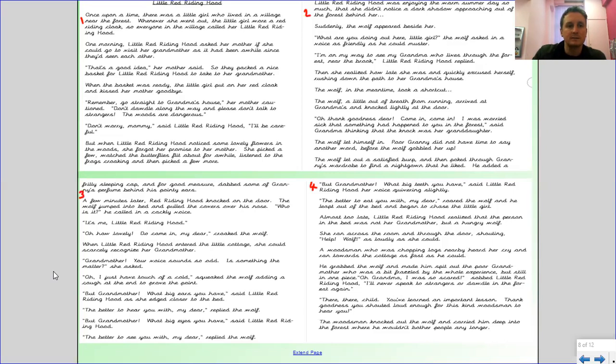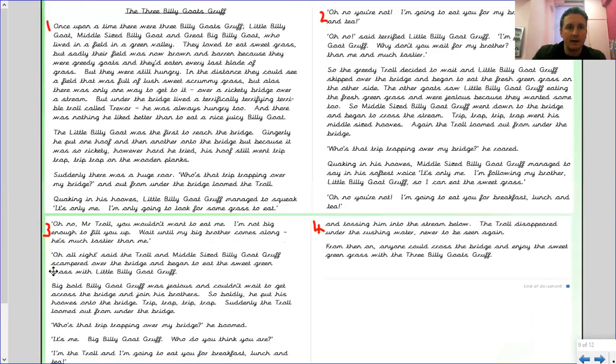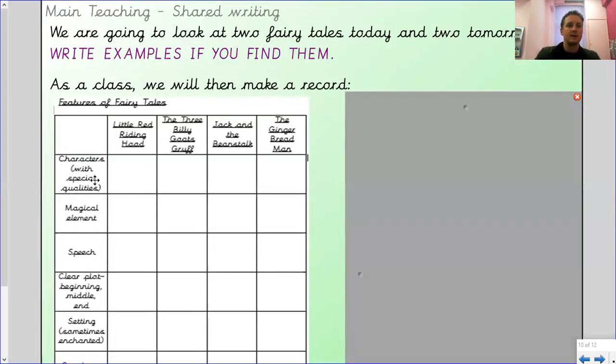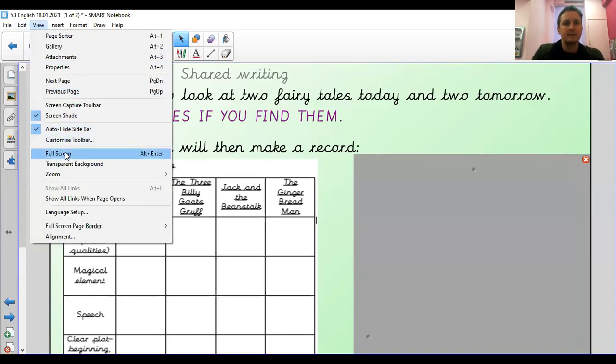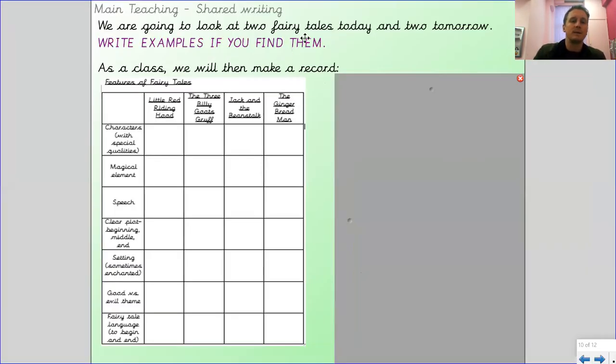Okay, so there is the story of Little Red Riding Hood. All right, what we're going to do now is skip onto this slide. Sorry, let me just change the view of that so you can see it all. We are going to draw a table that looks like this, okay? So these are going to be across the top. These are the 4 stories we're going to look at.